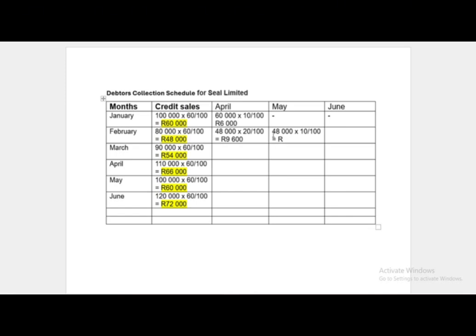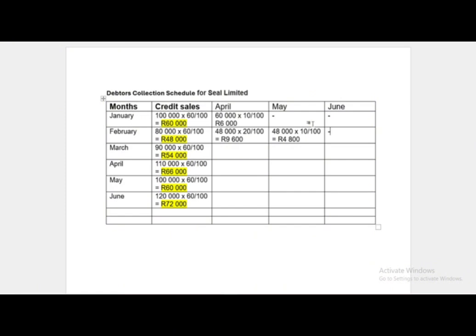So it's going to be 48,000 multiplied by 10 divided by 100. So I'm getting 4,800. So we are collecting 4,800 in May for February. And then in June, remember 10% is the last collection percentage that we're collecting. So we're not going to collect anything in June for February. I hope you guys are following.